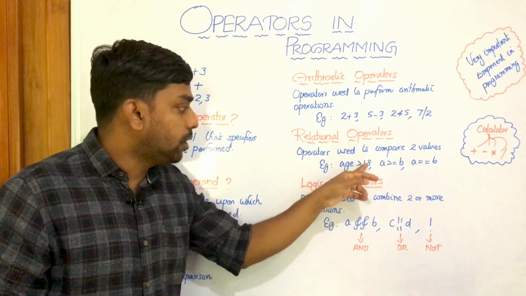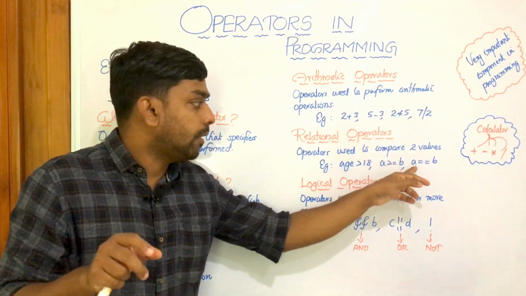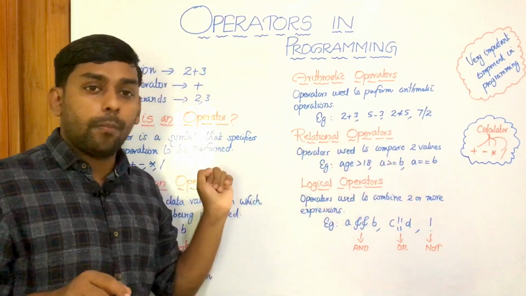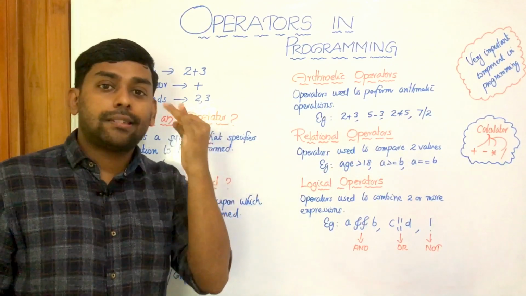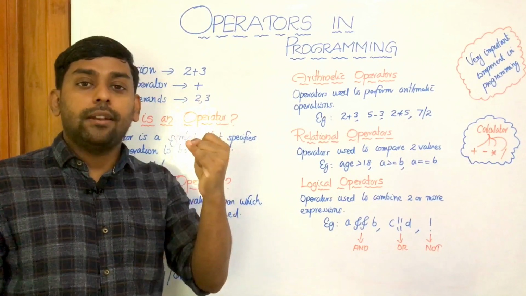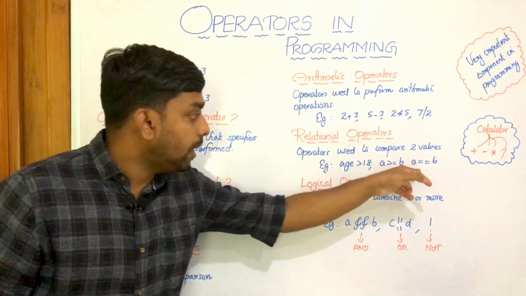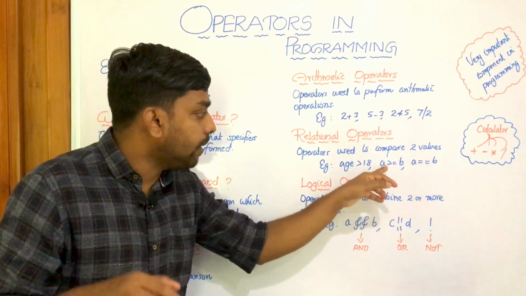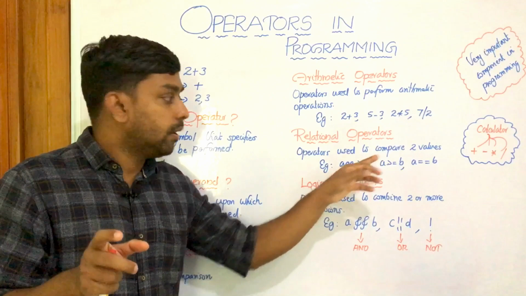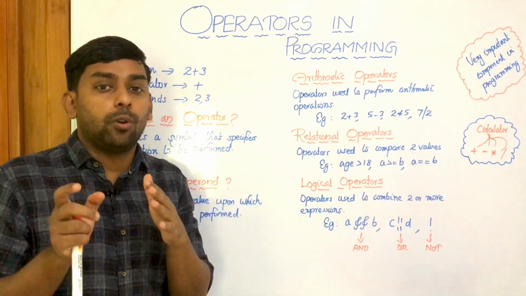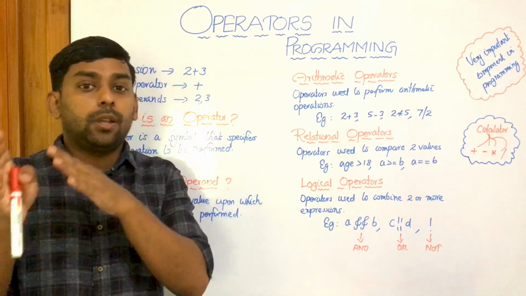And we have some examples: age greater than 18, A greater than or equal to B, then A equal to B. These are some of the relational operators. And in addition to these, we have less than or equal to, not equal to. Greater than or equal to, less than or equal to, not equal to. You know what equal to is? Here in the second case, A greater than or equal to B checks whether the value of A is greater than or equal to B or not. Then the third case, A equal to B, checks whether the value of A is equal to B or not.